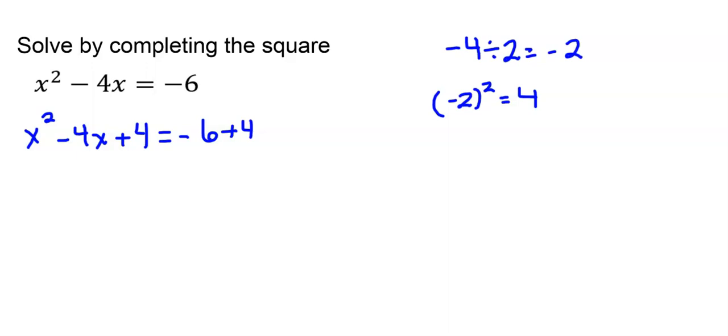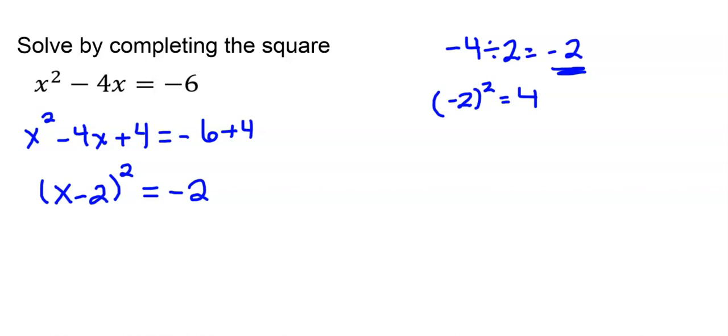The left side we know is a perfect square trinomial that we can factor into a binomial squared. The first term in the binomial is x, and the second term we can find by looking to see what number we got when we divided that linear coefficient by 2. That was negative 2. So x minus 2 quantity squared is the same as x squared minus 4x plus 4. On the right side of the equation, we've got negative 6 plus 4, and that's negative 2.